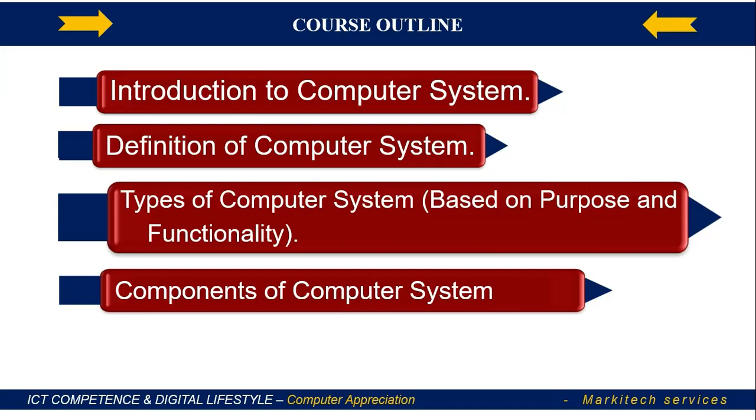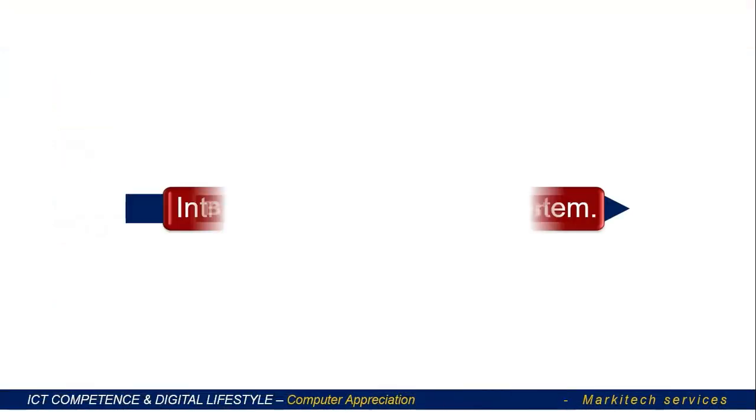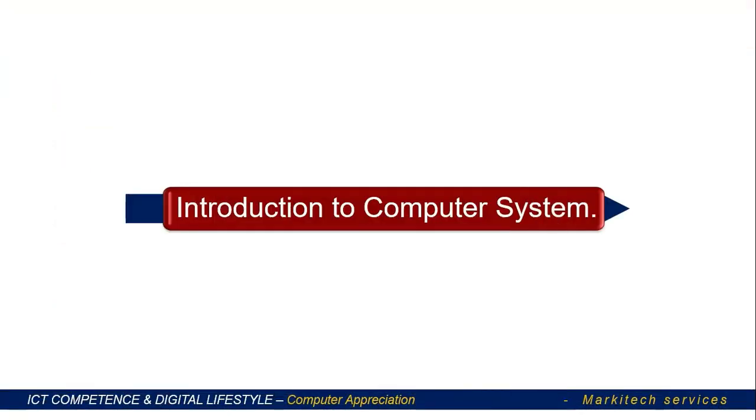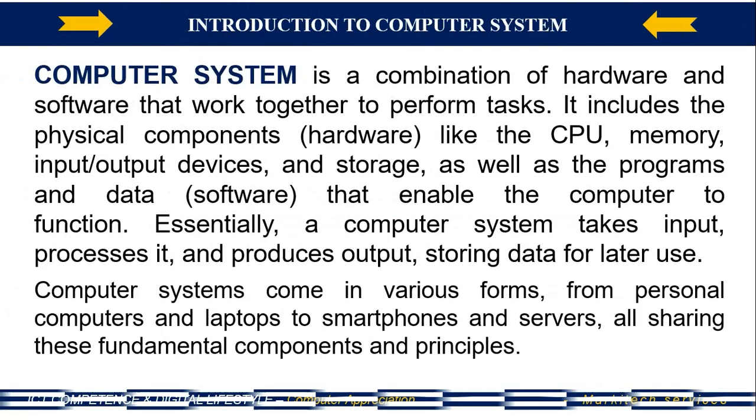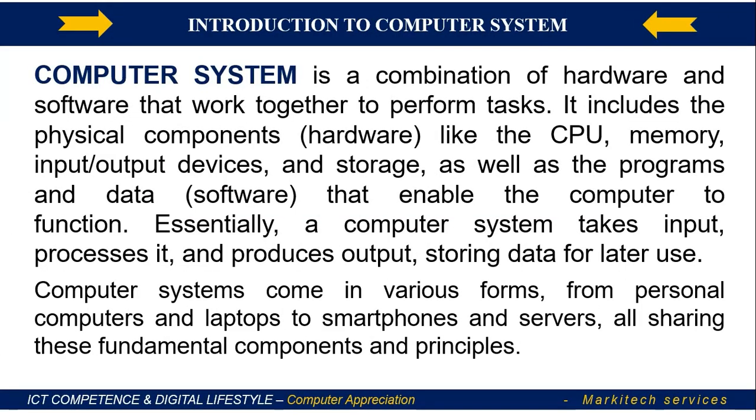Now, as time goes on, let's move to introduction to computer system. We have that a computer system is a combination of hardware and software that work together to perform tasks. It includes the physical components, which is the hardware, like the CPU, central processing unit, the memory, the input-output devices, and the storage, as well as the programs and data, which is the software that enable the computer to function.